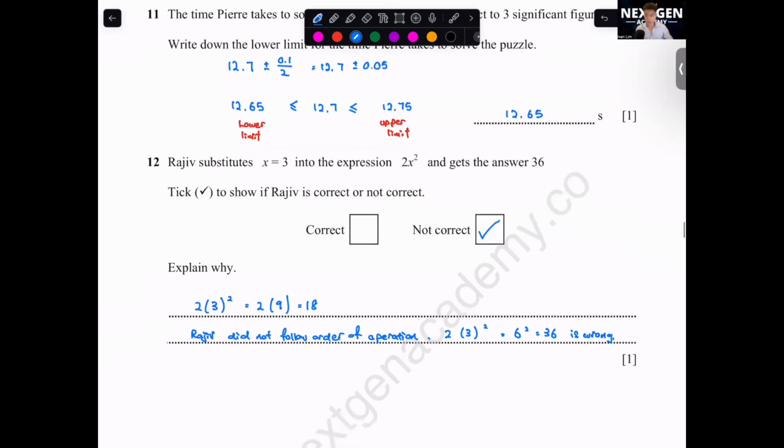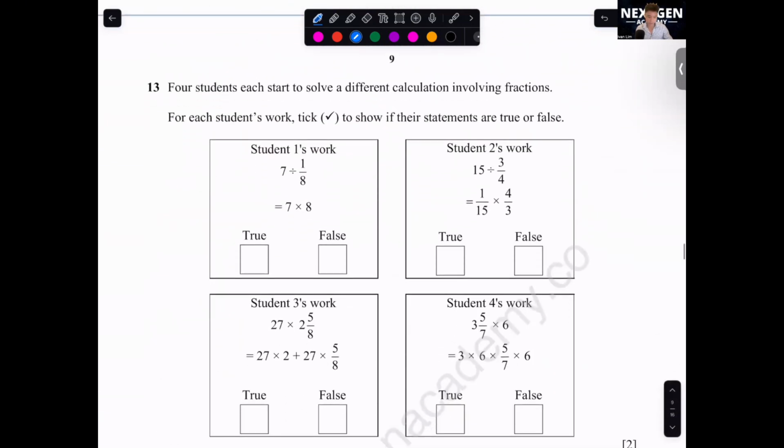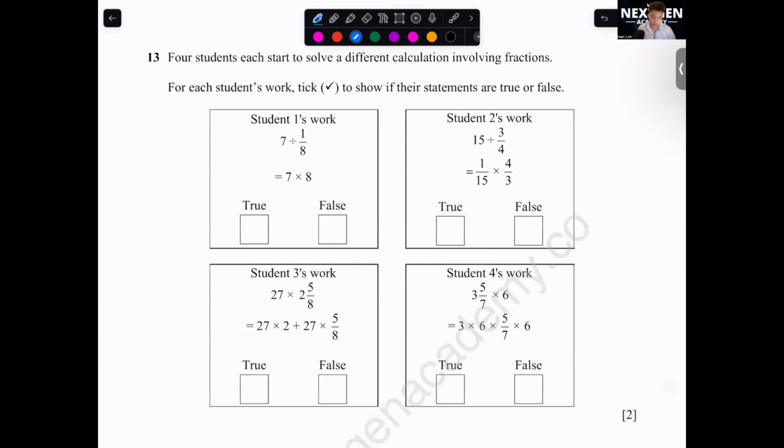Okay, let's go to question 13. 4 students each start to solve a different calculation involving fractions. For each student's work, tick to show if their statements are true or false. Student 1, 7 divided by 1 over 8, is it 7 times 8? Okay, so when we divide a fraction, we need to remember KFC's younger brother, which is KCF. Keep, change, flip. Okay, we need to keep the first value, change the symbol, then flip. This will be 7 times 8 over 1, okay, which is the same, right? 7 times 8. So this is true.